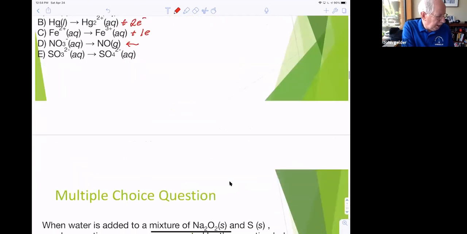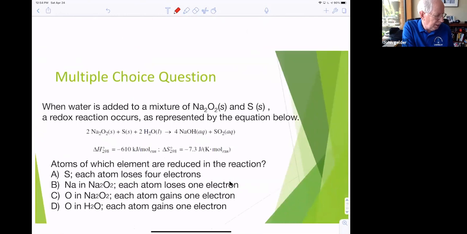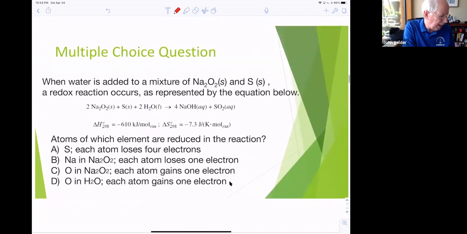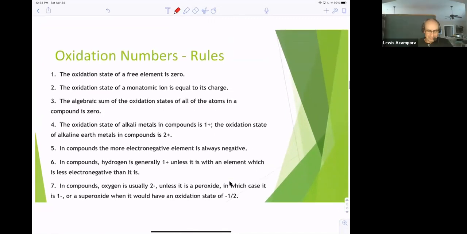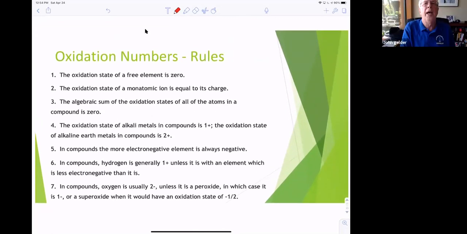Let's go down here to the next multiple choice. Here I have shared the rules. Here are some rules for oxidation numbers that I would certainly recommend students commit to memory, or if you practice enough, these rules will be committed to memory very easily.